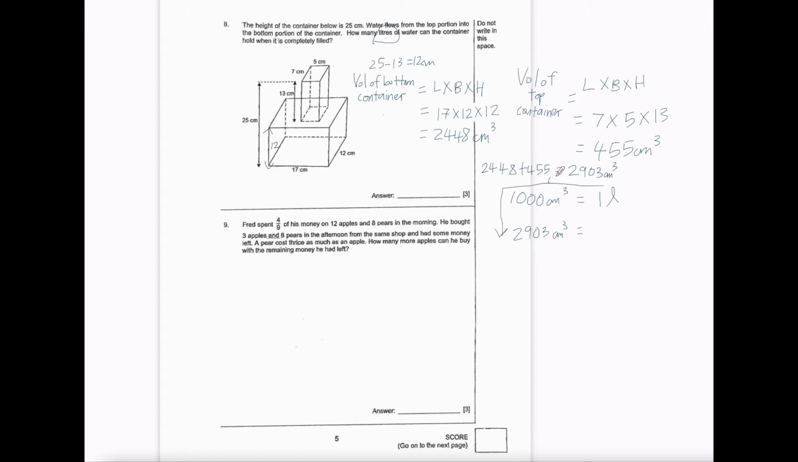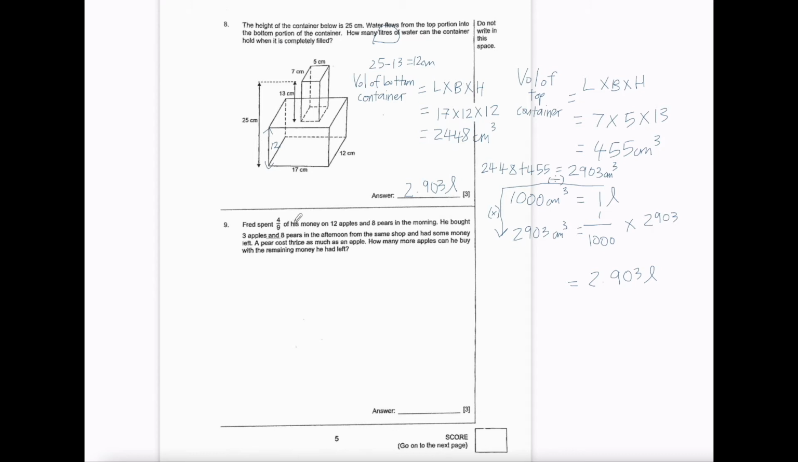So this is a divide and this is a times. Okay, so 1 over 1000 times 2903. Okay, just use your calculator, you're gonna get 2.903 liters. And that's just how you get your 2 marks. Very, very simple. It's just testing you on the basics of length times breadth times height. Okay, and whether you can separate these two into top and bottom. Okay, let's move on together to question 9.